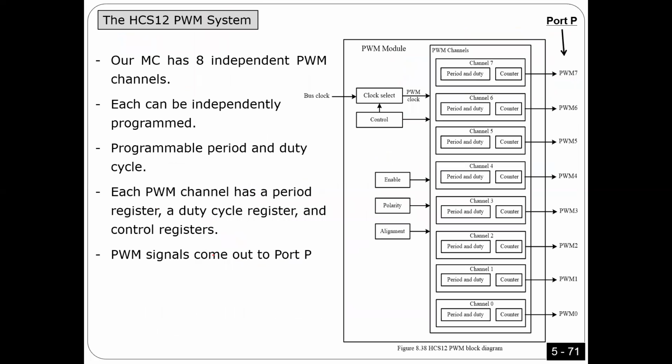In pulse width modulation, we have 8 channels. Again, no interrupts, don't be confused. Every channel has an external pin in port P, and they are independent. That means you can generate 8 signals if you need, though you may not need all of them. You can generate up to 8 different signals here.